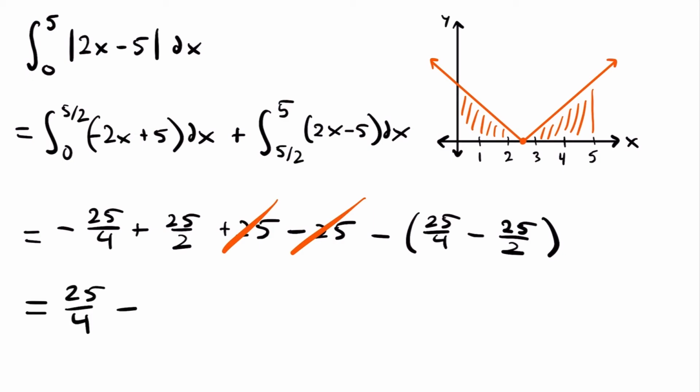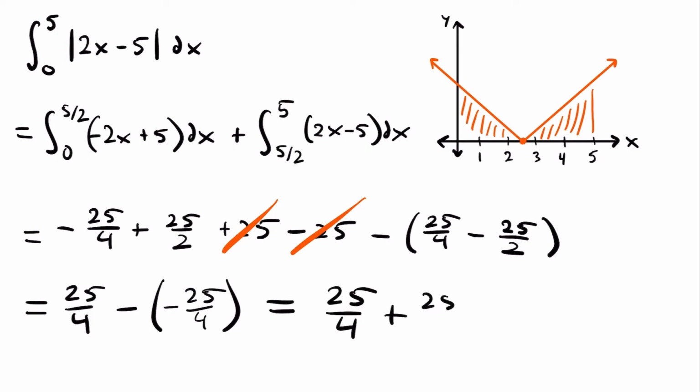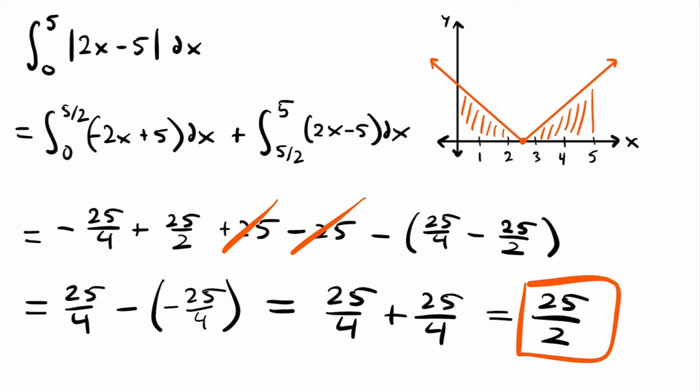And then we will subtract 25 fourths minus 25 halves. That's going to be negative 25 fourths. And so we are subtracting negative 25 fourths, which is the same as having 25 divided by 4 plus 25 divided by 4, which is equal to 25 halves. And that is the solution to this definite integral from 0 to 5 of the absolute value of 2x minus 5. All right, and so with that, that is the end of this problem.